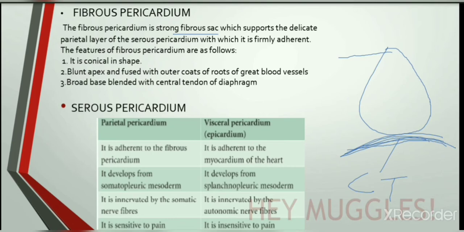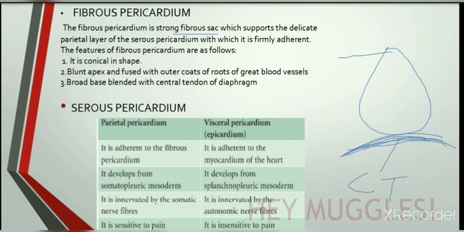From the apex of your heart there lies the root of great blood vessels. Great blood vessels like your aorta, your superior vena cava, your inferior vena cava, arise from there.